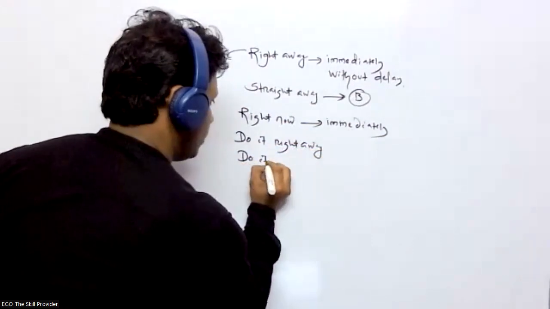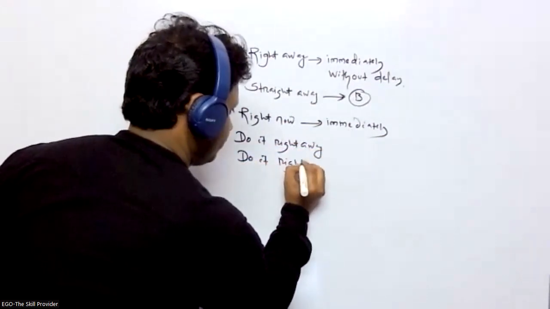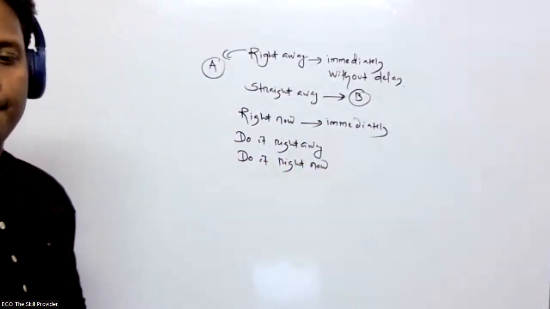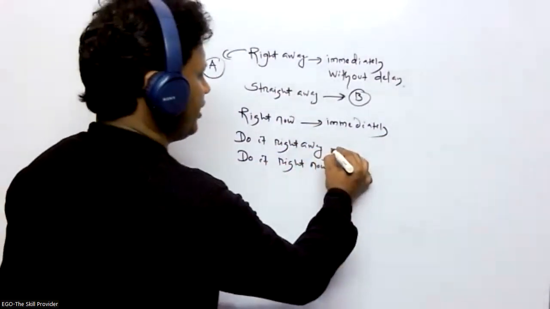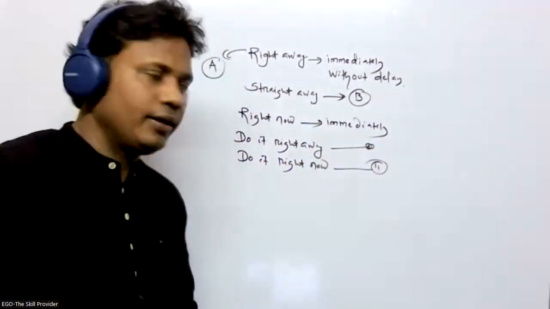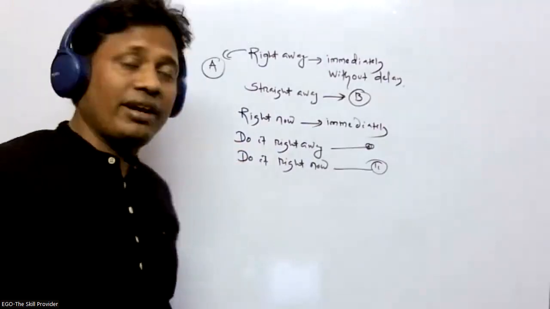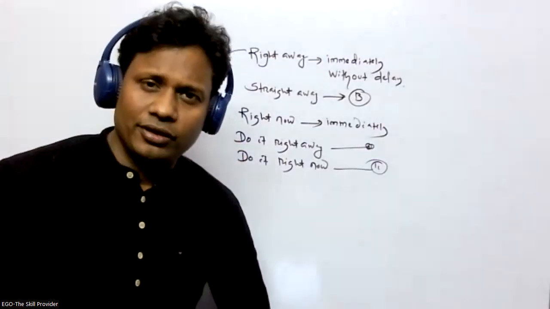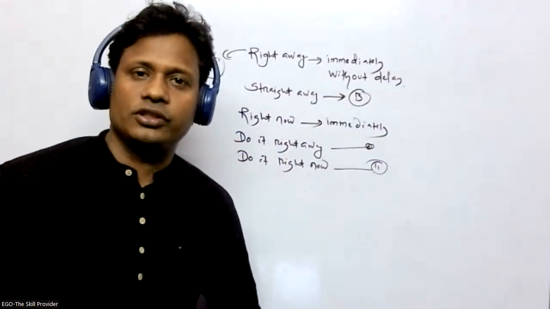Do it right now. Any difference you are getting? This is sentence number 1 and this is sentence number 2. If I say do it right away or do it right now, what's the difference it can exhibit? Is there any difference you can get out of these sentences?